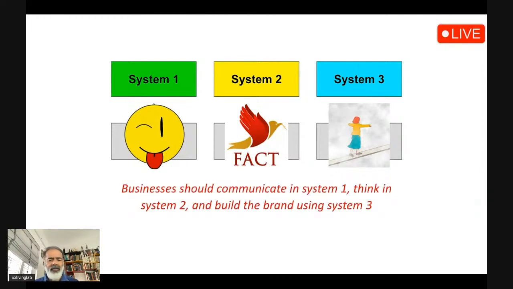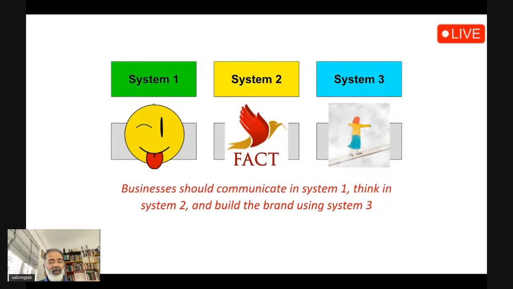As a bottom line, think about a business. Being a brand, you should communicate in system one, because whatever communication material you produce for a consumer, such as advertisements, should have system one. It should give an emotional attachment. Nobody is interested in interacting with just data. Data with emotion is important. System two is thinking about facts, that means data. There should be some specification, but the specification should be communicated through system one, and you build the brand using system three.